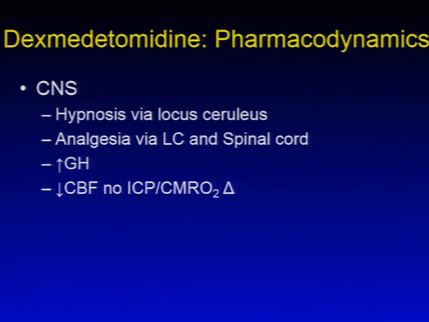CNS effects of dexmedetomidine: typically hypnosis via the locus coeruleus, and then analgesia via the same site as well as the spinal cord directly. It can cause an increase in growth hormone and a decrease in the cerebral blood flow with no change in the ICP or the CMRO2.